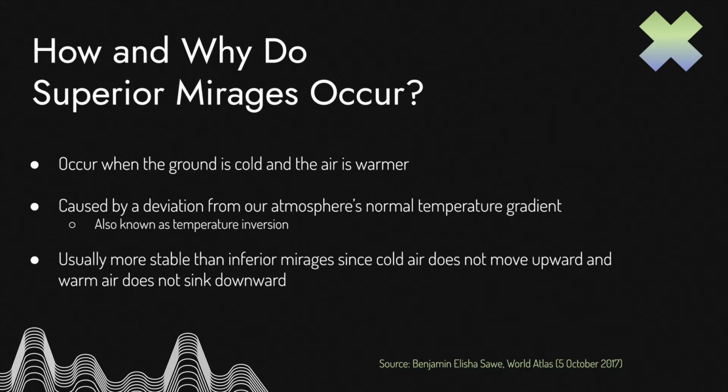This happens when there's a deviation from the atmosphere's normal temperature gradient. The temperature gradient causes the light to bend downward to get to the denser, colder air. This type of mirage is also usually more stable than inferior mirages, since cold air does not move upward and warm air does not sink downward.